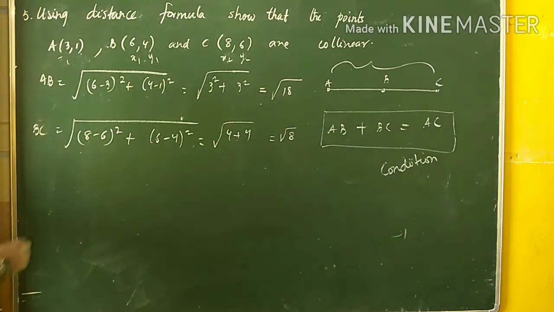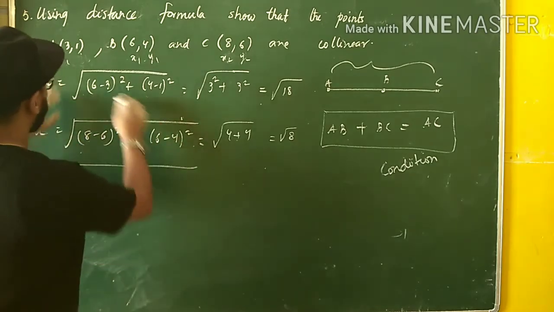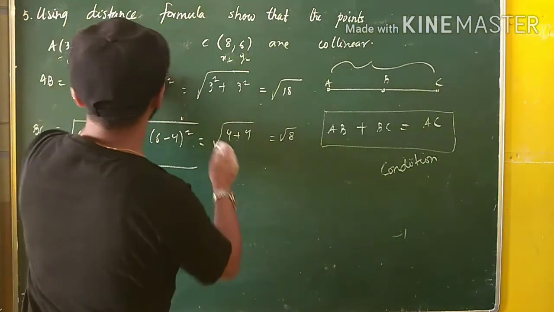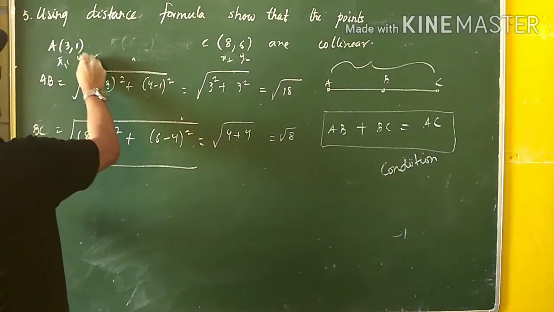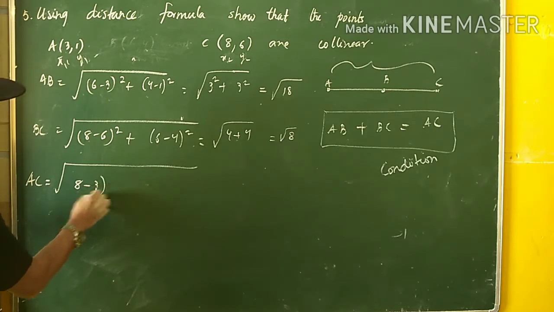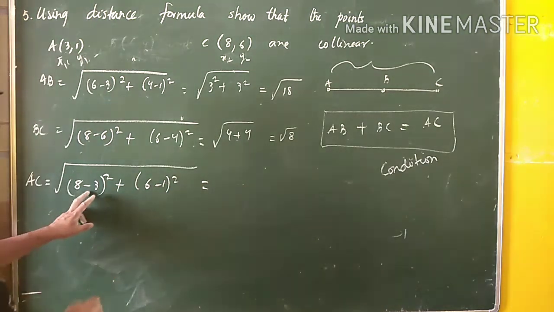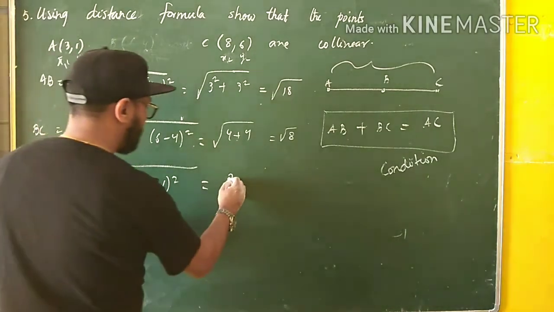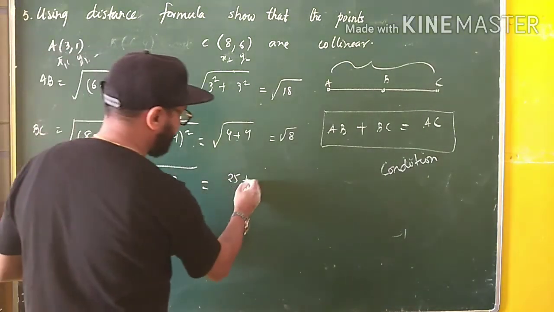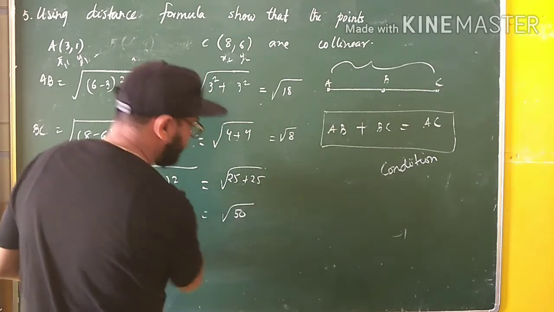Alright? Now AC. So we are finding A and C. So let's take this as x1, y1, x2, y2. So this is x2 minus x1 whole square plus y2 minus y1 whole square. So 8 minus 3 is 5, 5 5s are 25, 6 minus 1 is 5, 5 5s are 25. So this will give you root 50.